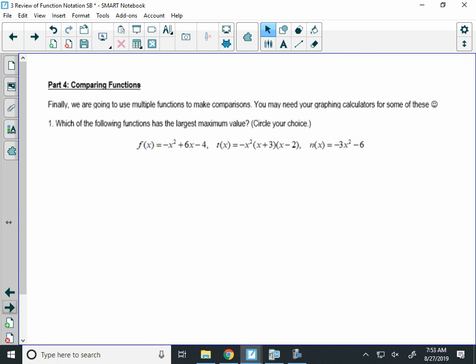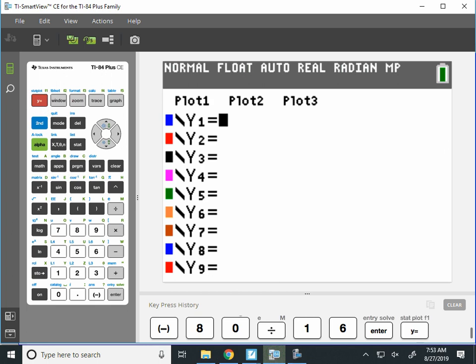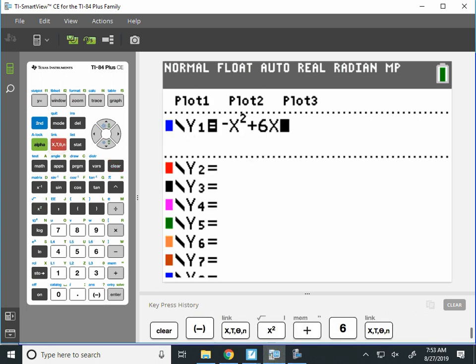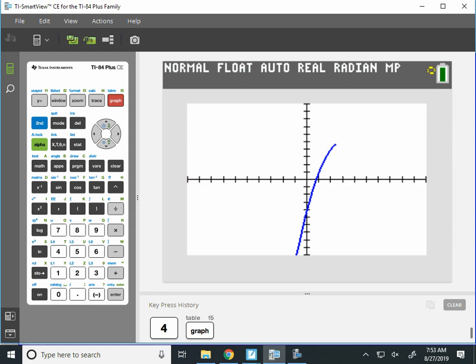So let's see. For the first one, which of the following functions has the largest maximum value? So you're probably going to need your graphing calculator for this. What I would do is graph this. We've used some calculator skills as well. So let's start by graphing -x² plus 6x minus 4. And I'm going to look at the picture. And I can see the maximum here, but I don't know what the maximum value is. So I'm going to trace it.